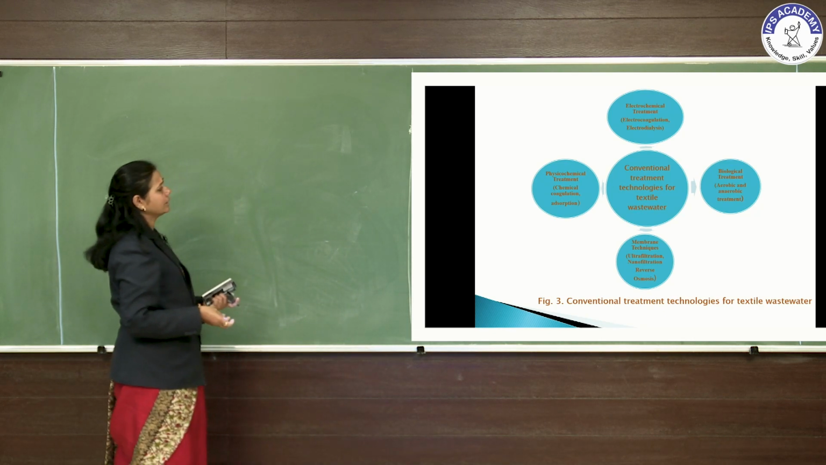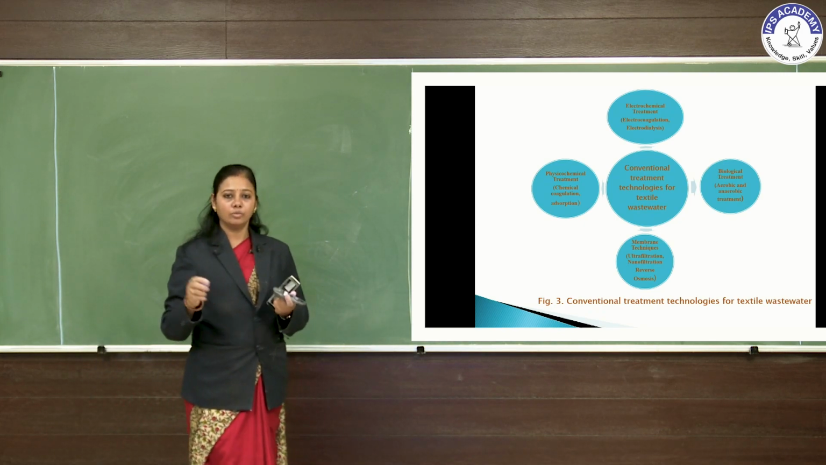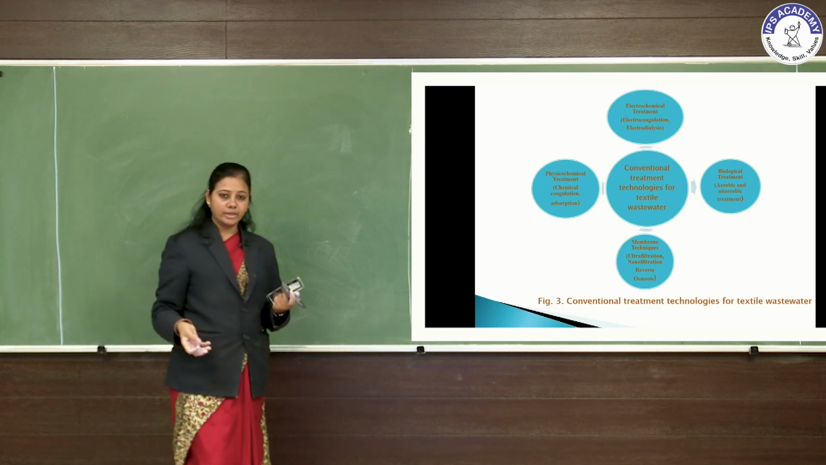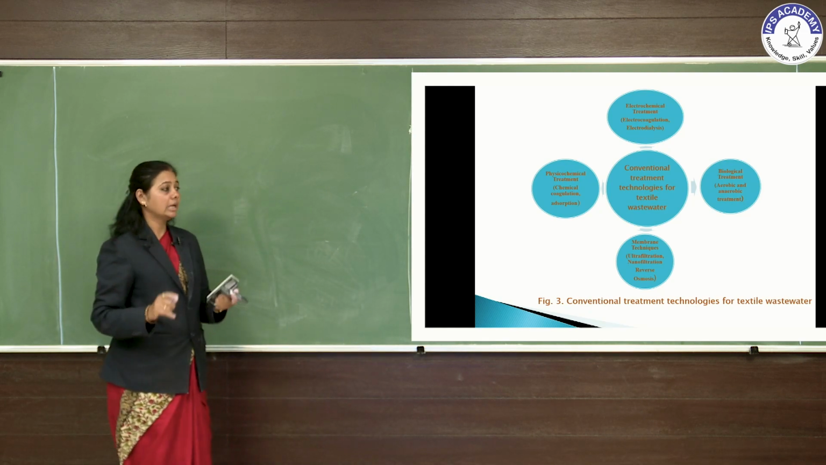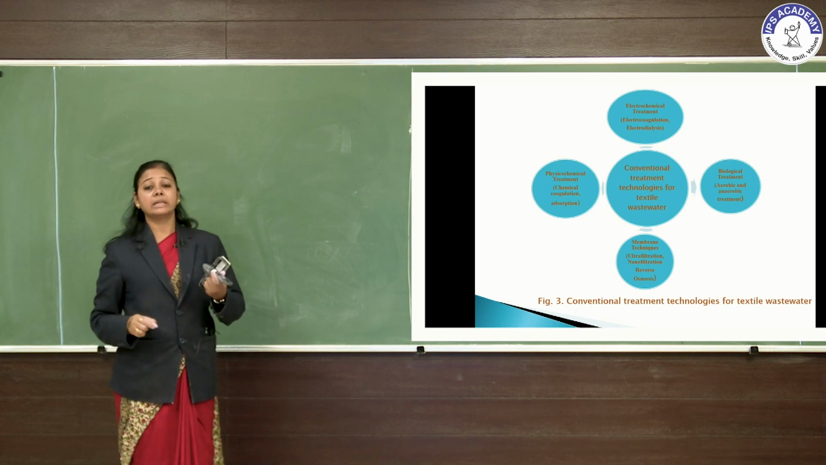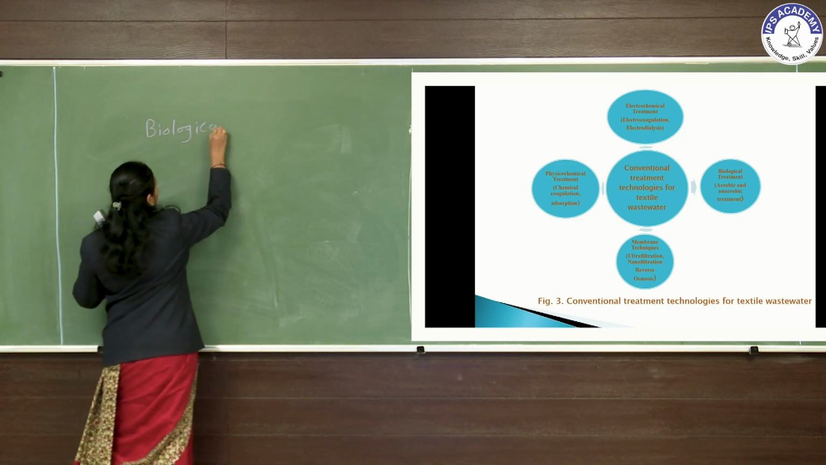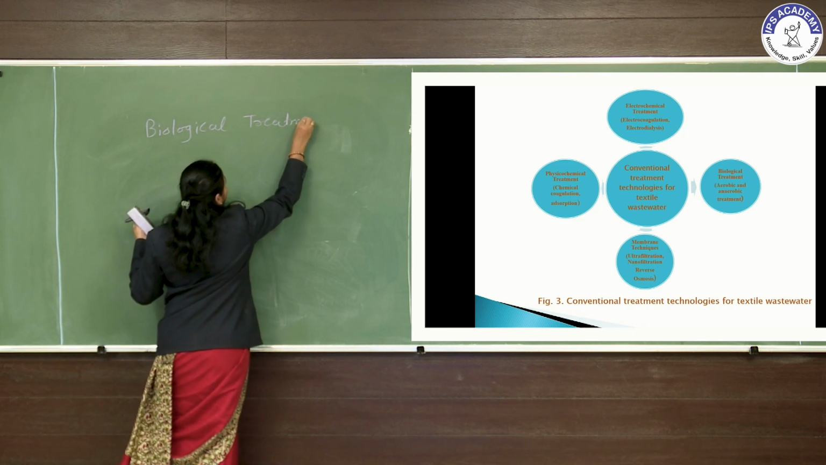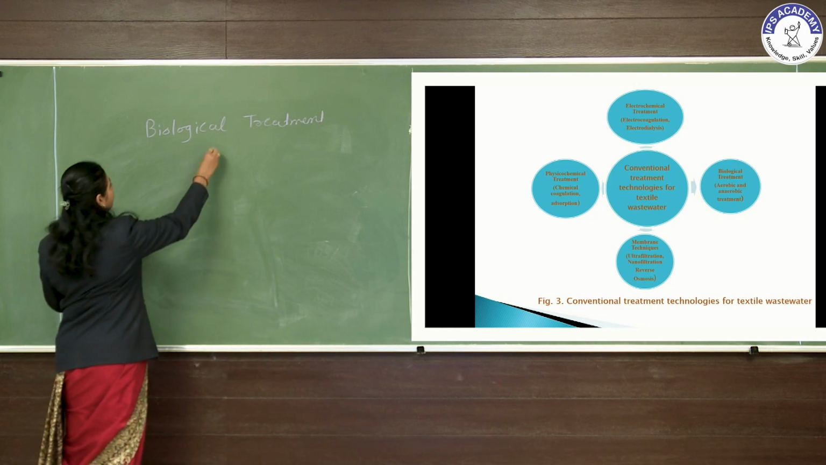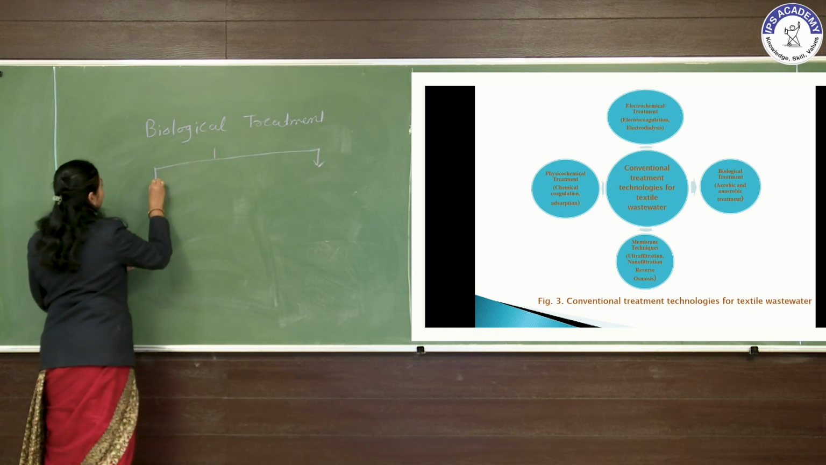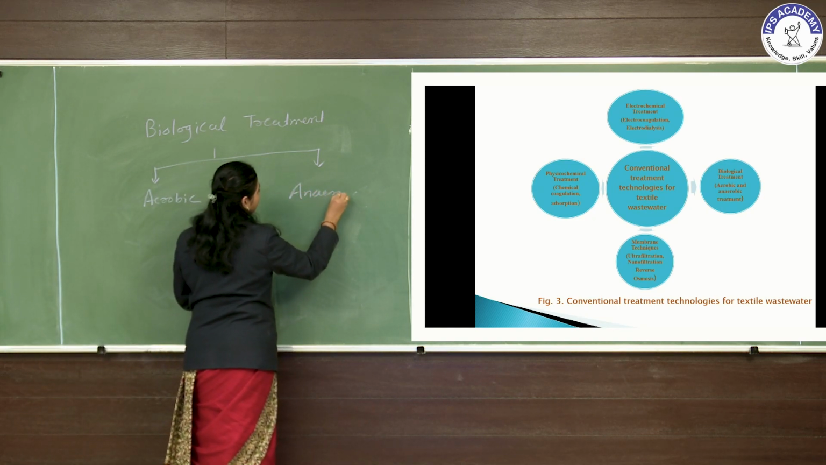Now, I will not go into the detail. The conventional treatment technologies available for the treatment of textile dyeing effluent are very common. N number of industries working in India are utilizing biological treatment. Biological treatment is normally used for the treatment of textile industry wastewater. This biological treatment is divided into two parts. First will be aerobic and second will be anaerobic. Fine.